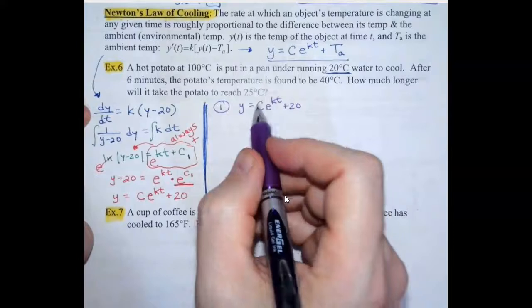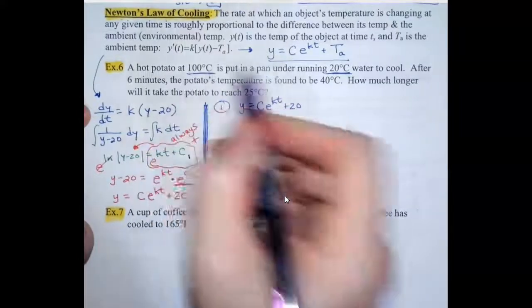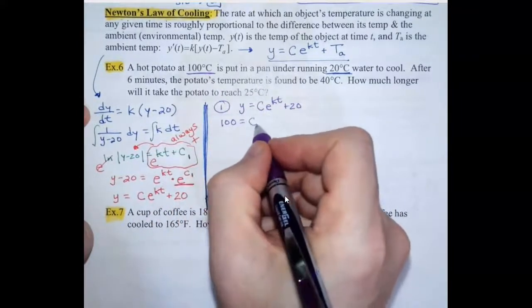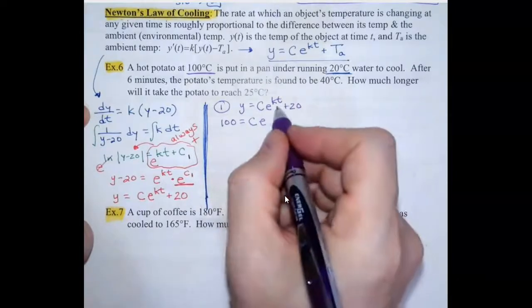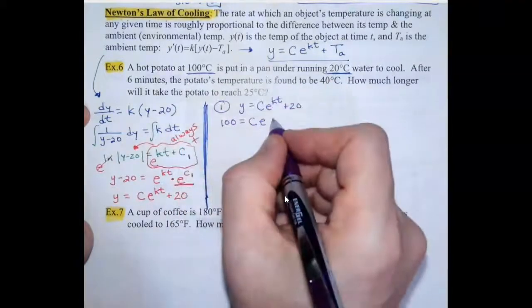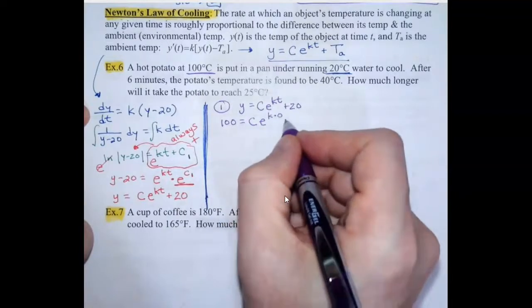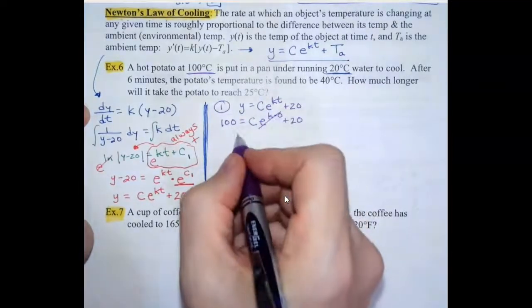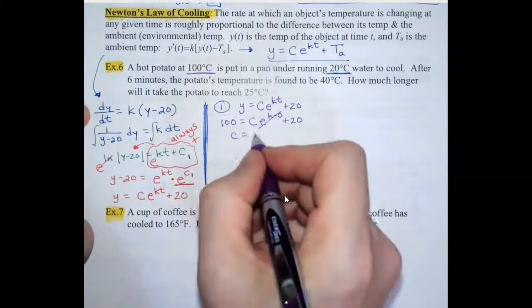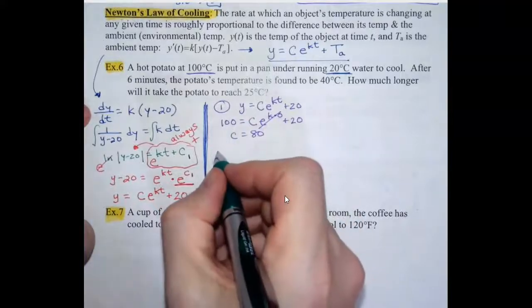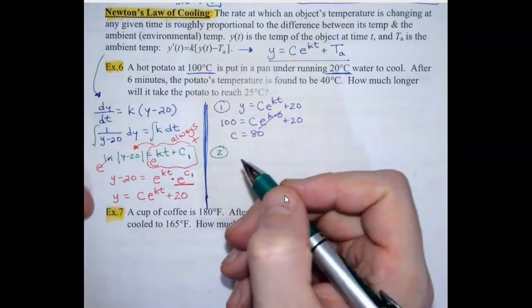Now, at 100 degrees, we're going to plug in 100 for y, and we're trying to solve for t, and t is 0 at the start. So that's k times 0 plus 20, which equals 100, and we subtract 20 from both sides, we get that C is equal to 80. So now we know that C is equal to 80. Remember, the next step is to calculate k.